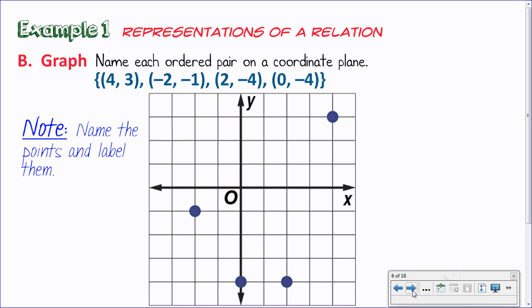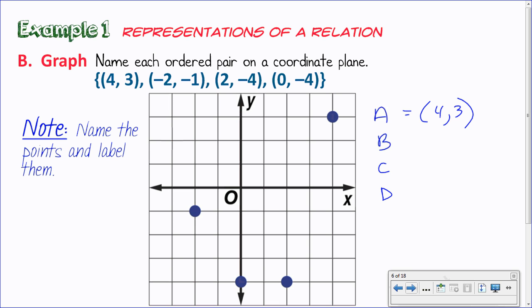This is the second method, or the second relationship. We want to name each ordered pair on a coordinate plane. Again, same ordered pairs. There's a couple different ways you can do this. How many points do you have? 4. I'm going to write 4 capital letters: A, B, C, D. Right next to them go what? These ordered pairs. 4 and 3. That's your first point.